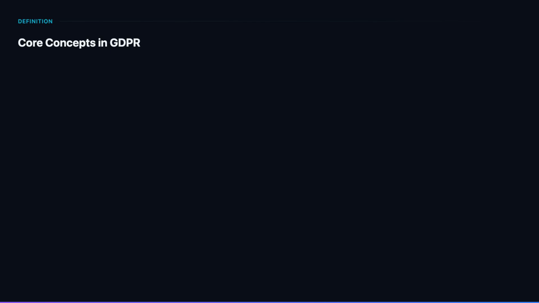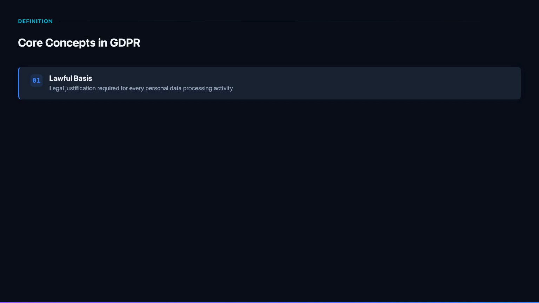4 key terms underpin the GDPR framework. Every personal data processing activity must have a valid lawful basis from the 6 available options: consent, contract, legal obligation, vital interests, public task, or legitimate interests, and organizations must document which basis applies.